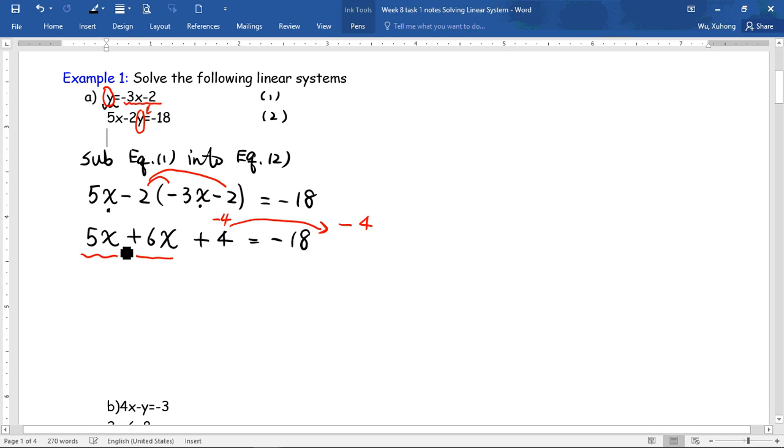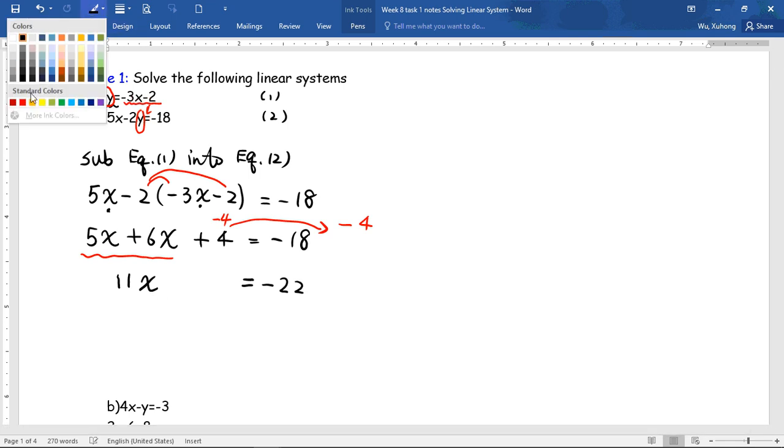You can imagine that x is a unit. So 5 meters plus 6 meters, you have 11 meters. The unit is x, so leave the x there. Imagine that x is just a unit, or you can think x is a dollar sign. $5 plus $6, you have $11. So x is a unit. Then -18 minus 4 gives you -22. Then you have 11x here.